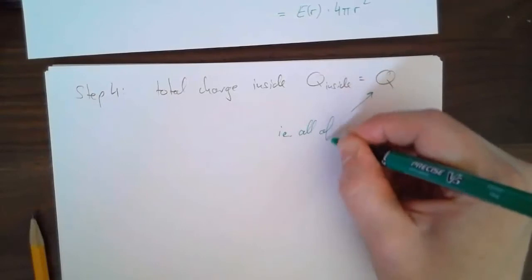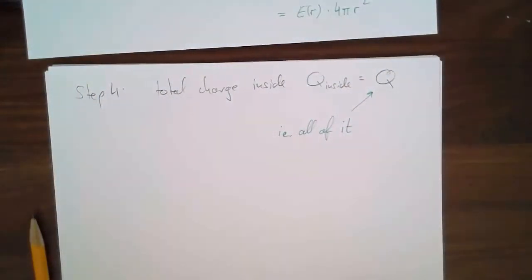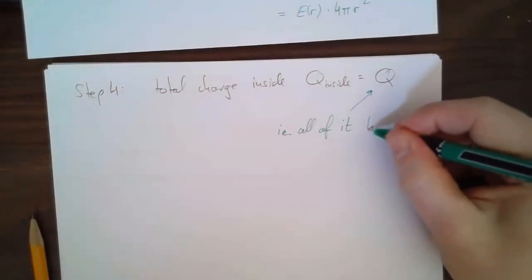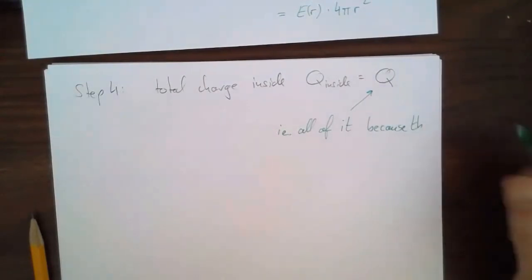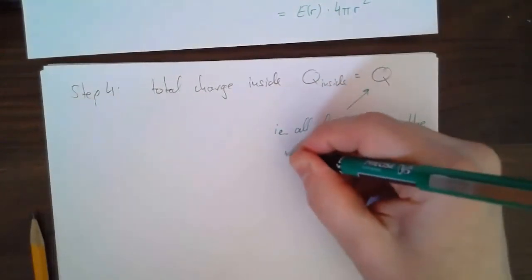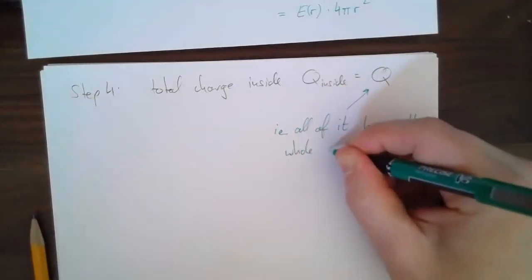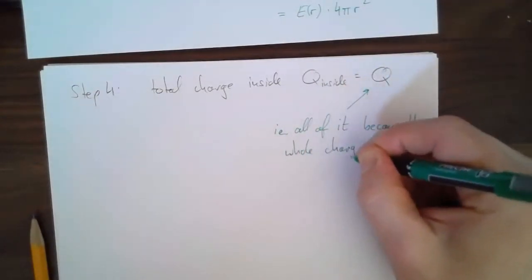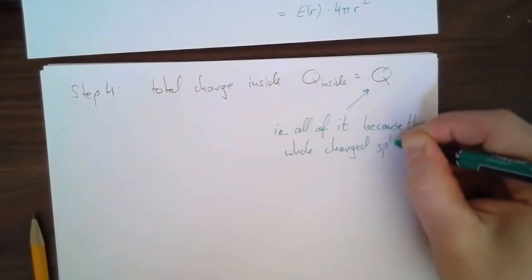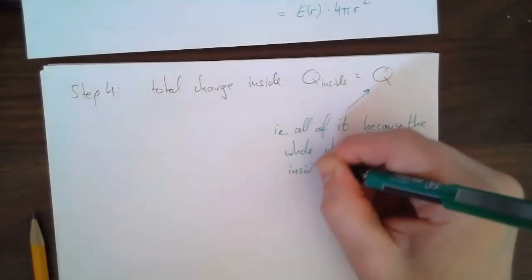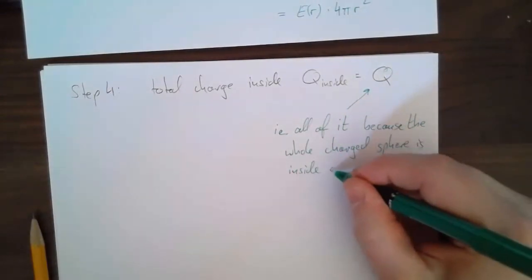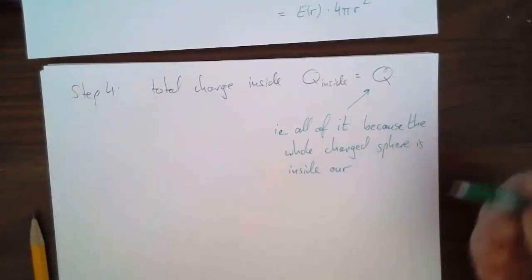all of it, because the whole of the charged sphere is inside our Gaussian surface, our imagined sphere.